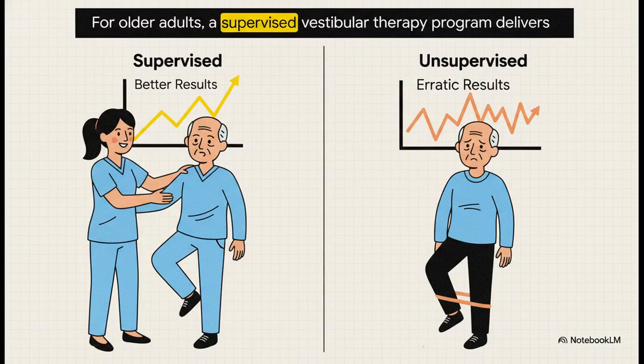And here's a really key bit of evidence that'll help make your referral super effective. While home exercises are fine, the data is pretty clear that for older adults, a supervised 12-week program gets significantly better results. Why? Well, the structure and guidance make sure they're doing it right and actually sticking with it, and that leads to much more meaningful improvements.